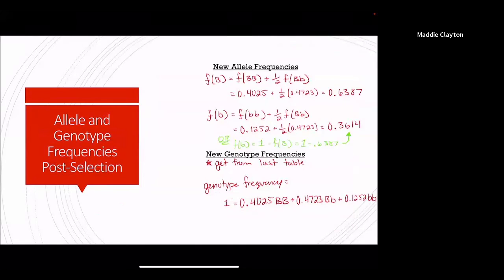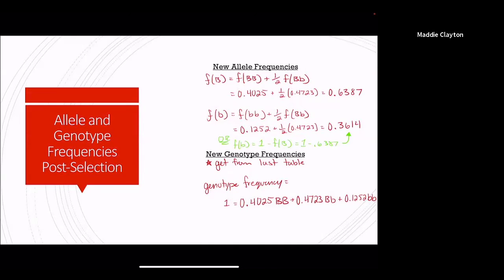So now this is done. The new allele frequencies are now, you find it by, for F big B, take the frequency of black and then half the frequency of brown, and you find that it's 0.6387. And then you can do the same thing for F little b, or you can do F little b is equal to 1 minus the frequency of big B. So you come out to 0.3614.